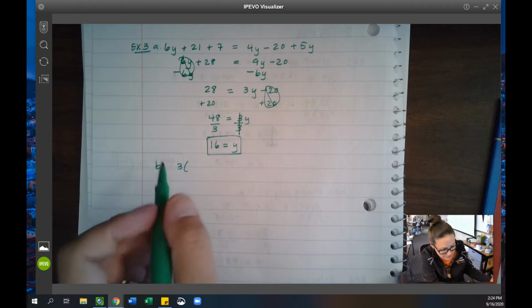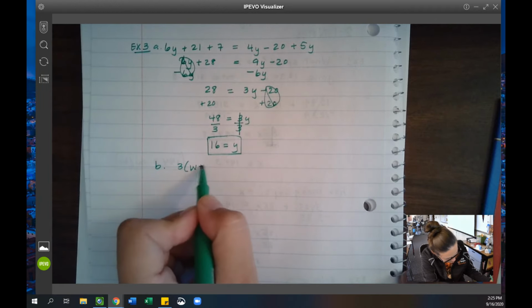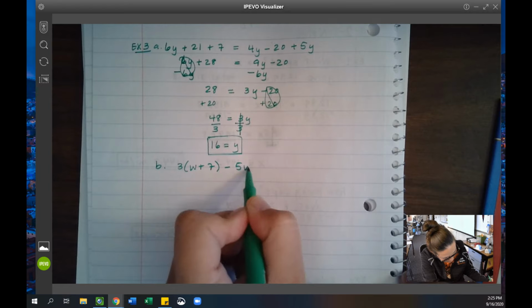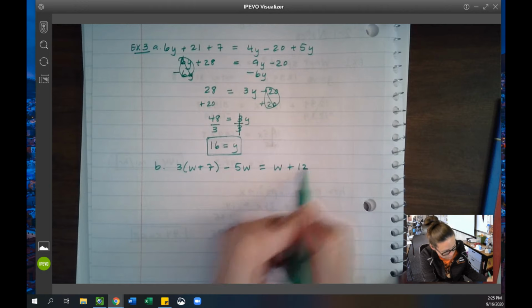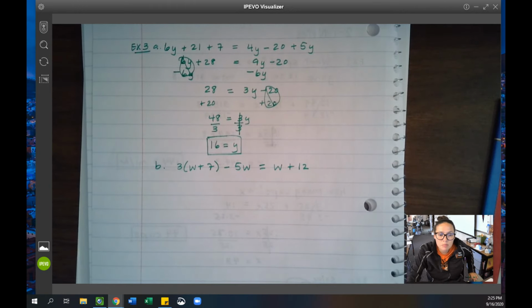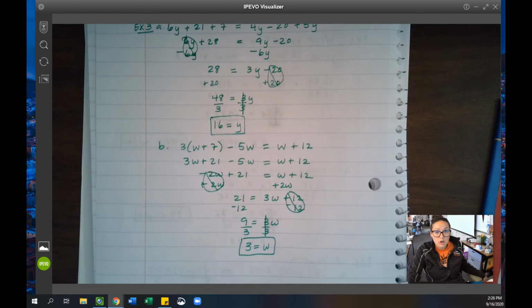3 parentheses w plus 7 minus 5w equals w plus 12. So same thing as example 2. I want you to pause the video and try this problem on your own. All right, hopefully you did this problem on your own and you were able to get w equals 3. You might have done it differently than I did, and that's okay, but you still should have gotten w equals 3. All right, moving on.